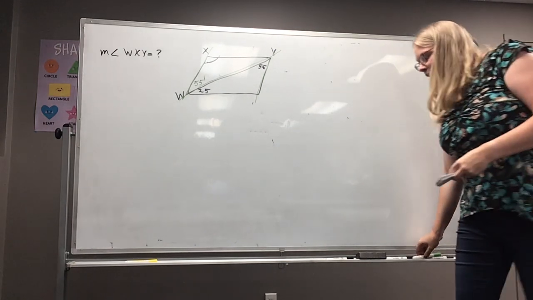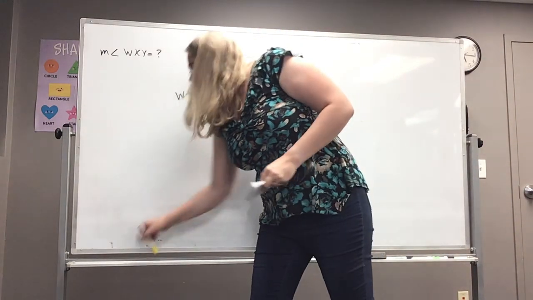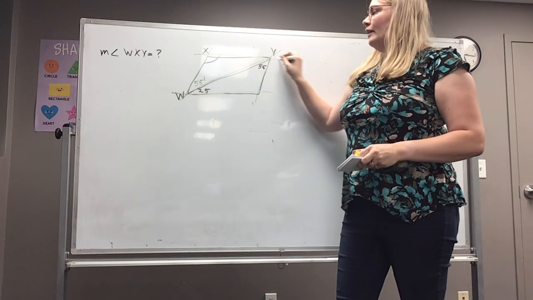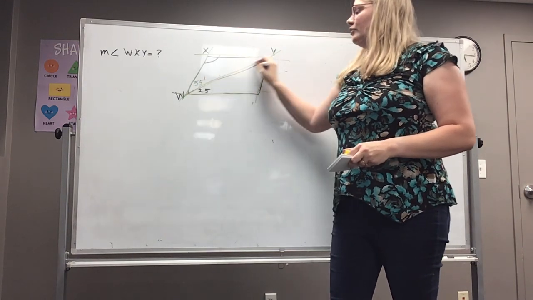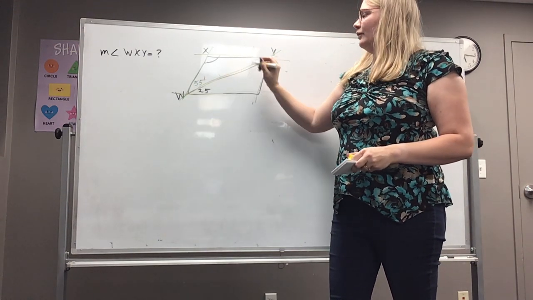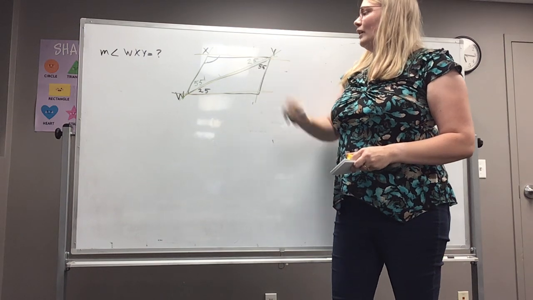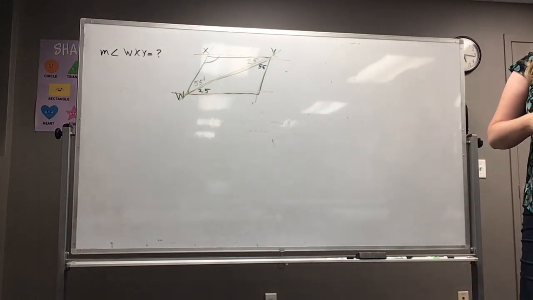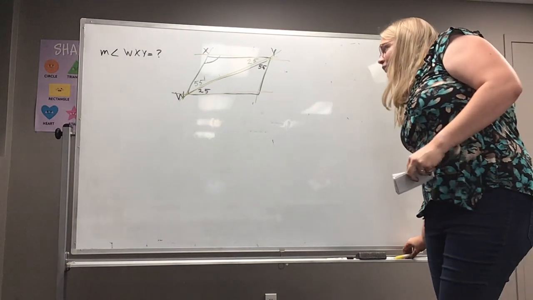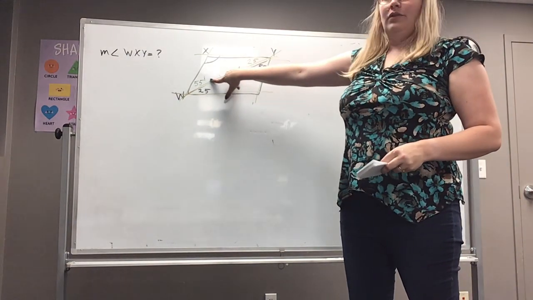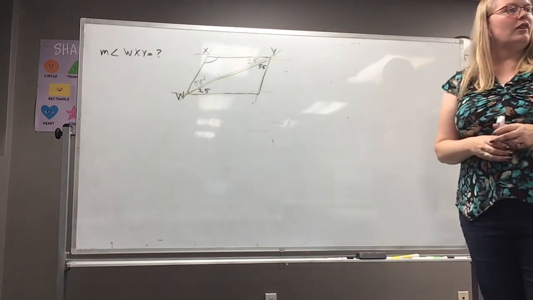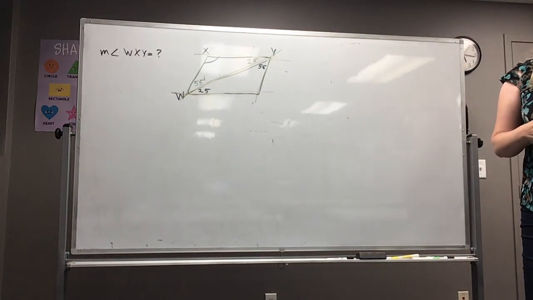Parallelogram, parallel lines, these are also parallel. This is our transversal, 25, also 25. Triangles add up to 180 degrees. 25 and 55 are 80 of those degrees, leaving 100 left for that other angle.